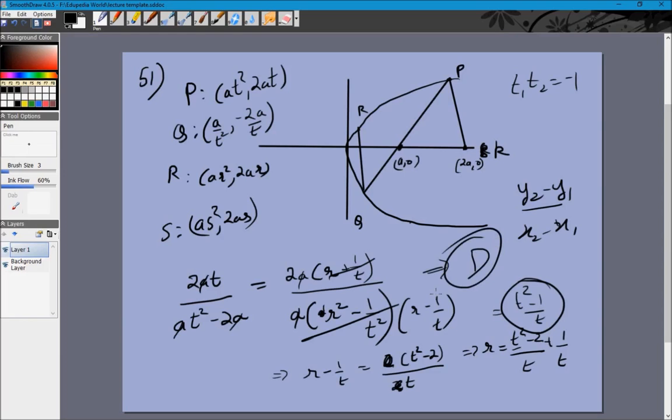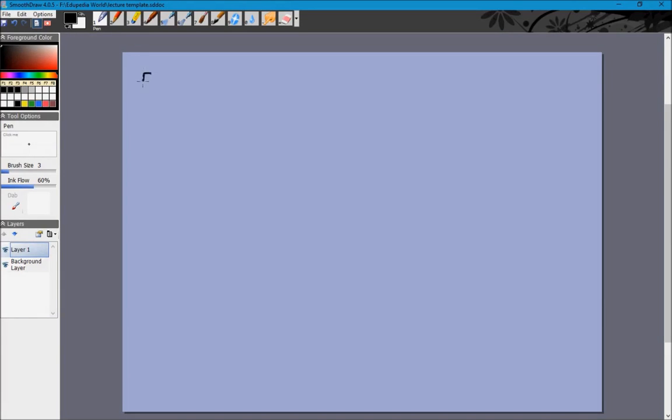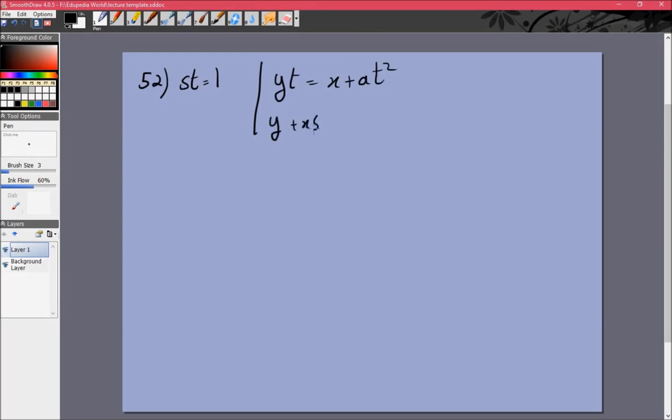Let's go to the next question based on the same comprehension. 52. We are given that st is equal to 1, then where do the tangent at P and the normal at S meet? We know the standard formulas for tangent and normal in a parametric form. The tangent at P will be yt is equal to x plus at squared, and the normal at S will be y plus xs is equal to 2as plus as cube.